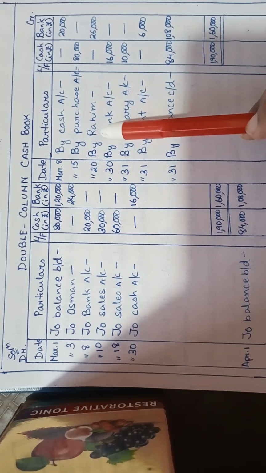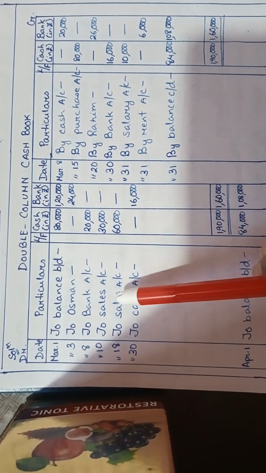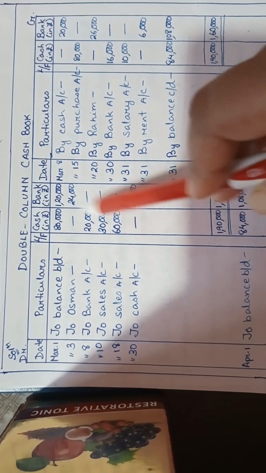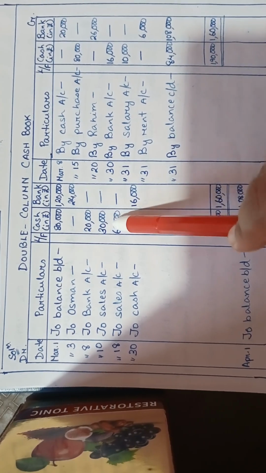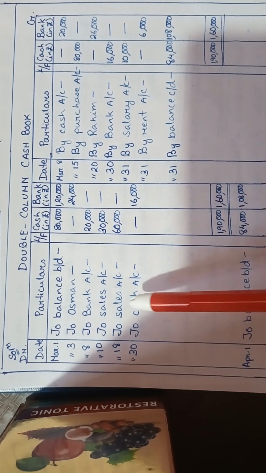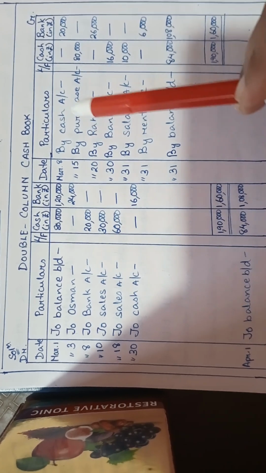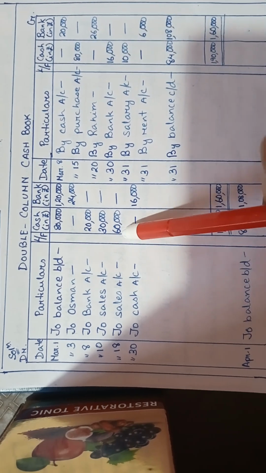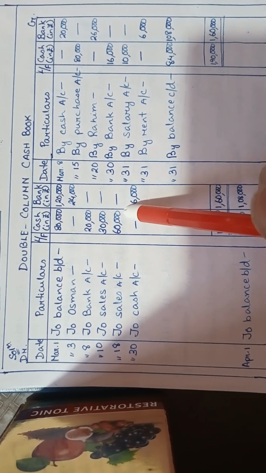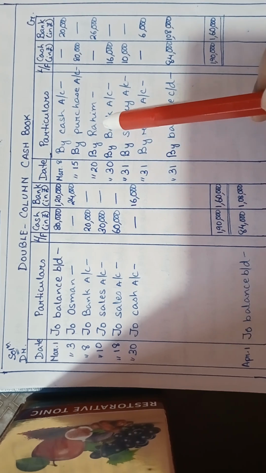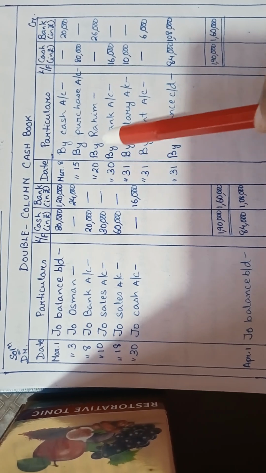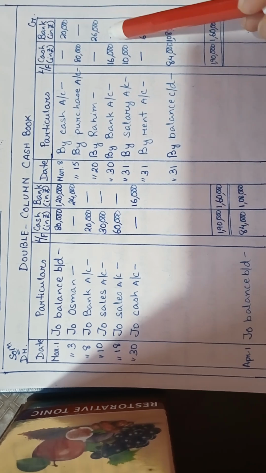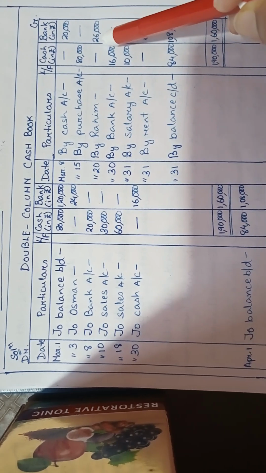Then you see there is sales, so the sales entry is passed. You have to put the amount in the cash column because cash is received. Then there is purchase of goods, you have to put the amount. Then again sale of goods, you have to put the amount. Then payment is made to Rahim, so for Rahim you have to put the amount in the bank column because he is paid by check.